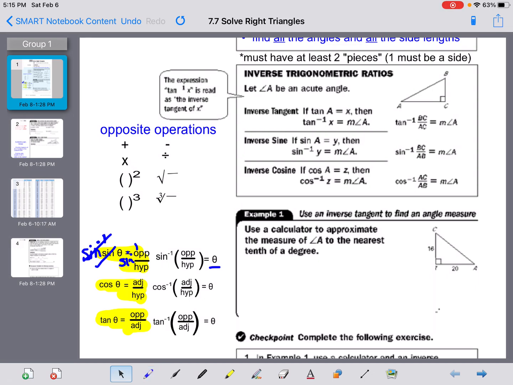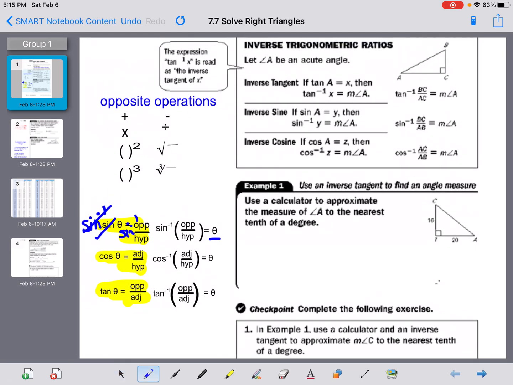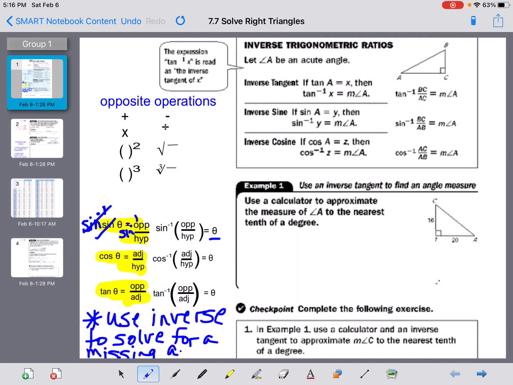Now, this is so very important that I need to make sure you understand this, okay? You use an inverse to solve for a missing angle. You don't ever find a side with it. You only find a missing angle with the inverse, okay? So the inverse is always going to find you a missing angle. Okay, so this inverse trig box over here is just saying the inverse of tangent, the inverse of sine, the inverse of cosine. They can help you find the missing angle.